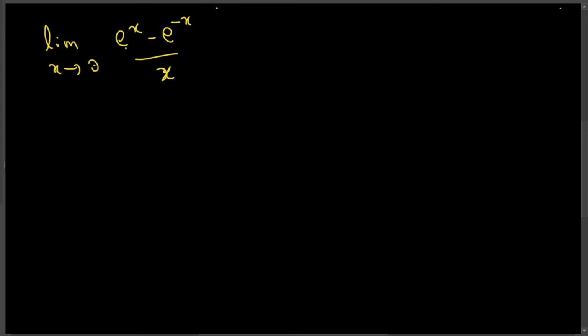Let's go ahead and do the direct substitution first and see what we are getting. If I do the direct substitution for this one, this is going to be e power 0 minus e power negative 0, which is still 0. So this is going to be e power 0 again divided by 0. E power 0 is 1, and 1 minus 1 divided by 0 gives us 0 by 0. That's indeterminate. We cannot have this answer. So we have to do something else.